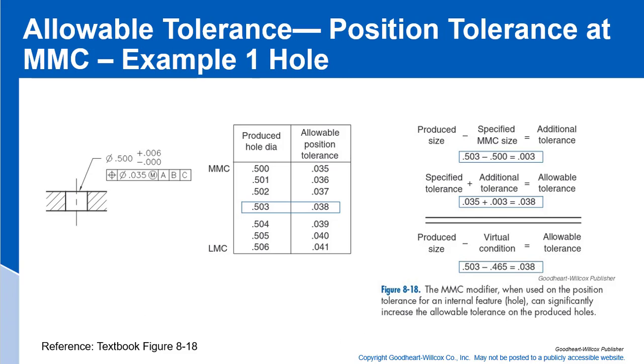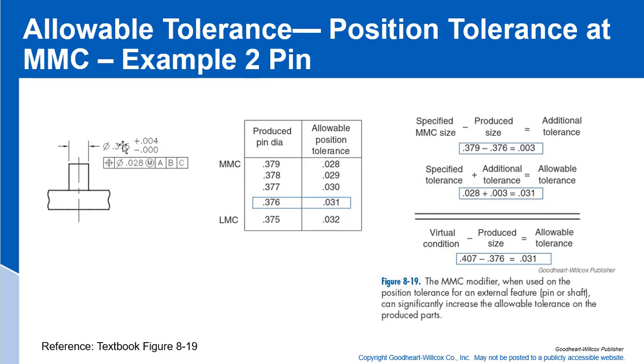Okay, so let's look at a pin example now. Our pin, we have a 375 pin. That's our MMC, 379. The MMC size is 379. We have a 28 thousandths positional tolerance at MMC specified. So our MMC is 379, but if we made that pin to 378, we actually pick up an extra thousandths, 29 thousandths. But in this case, we made the pin really at 376, which gives us 3 thousandths extra tolerance here.